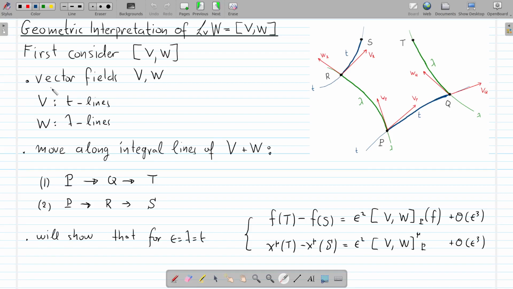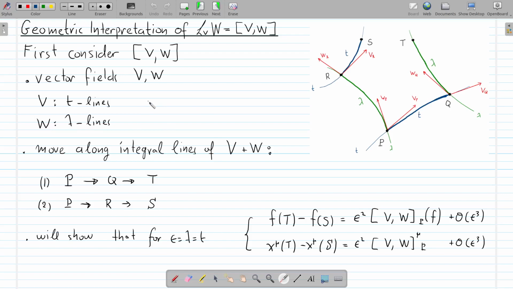We start by assuming that we have two vector fields V and W, and each vector field has its own integral curves. V has integral curves, the t lines shown in this diagram here, and W has the lambda lines as its integral curves. And along those curves, one parameter families of diffeomorphisms are defined: phi of t for V and chi of lambda for W.